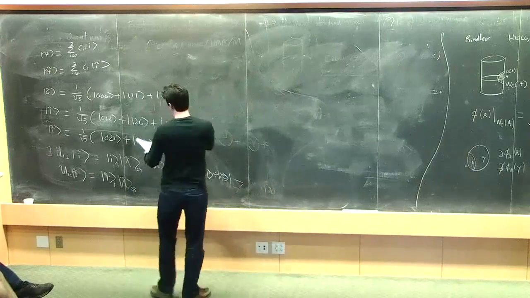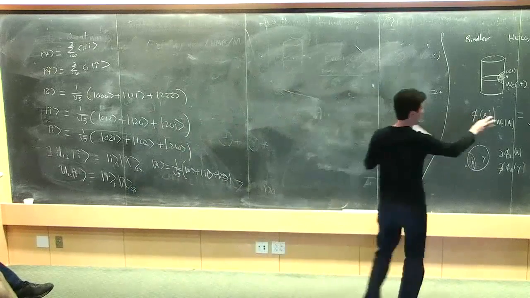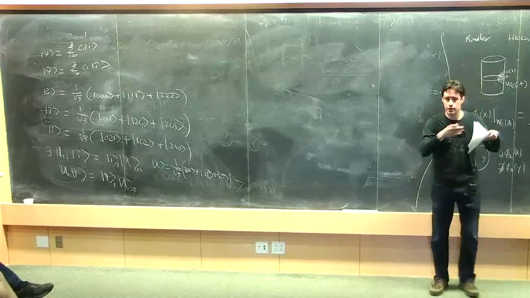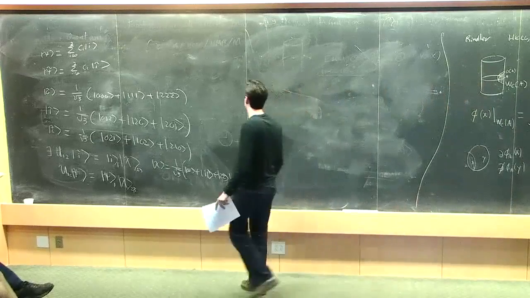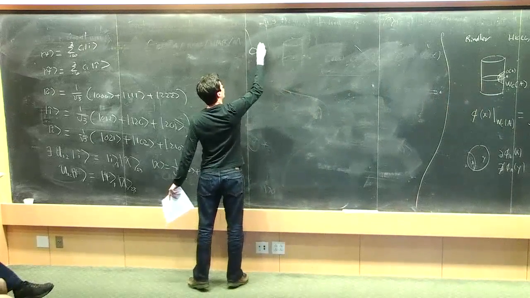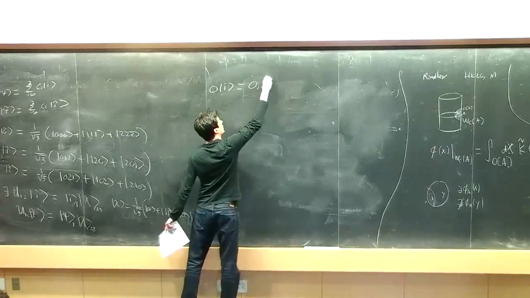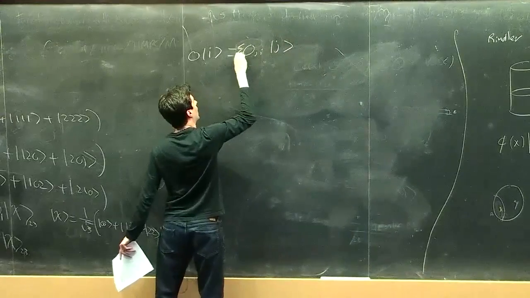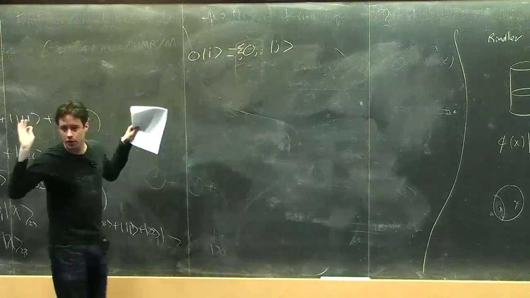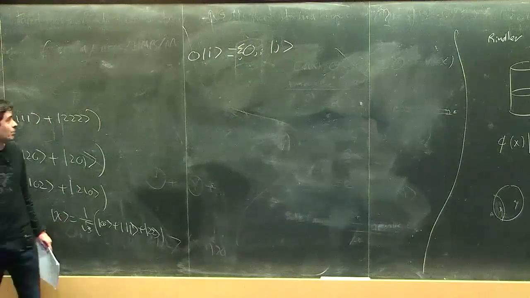So here I was talking about recovering states. Here I was talking about the actions of operators. So that's the thing I want to bridge. Say that O is some operator on a single qutrit. So it acts like that. Okay, just some arbitrary single-qutrit operator.